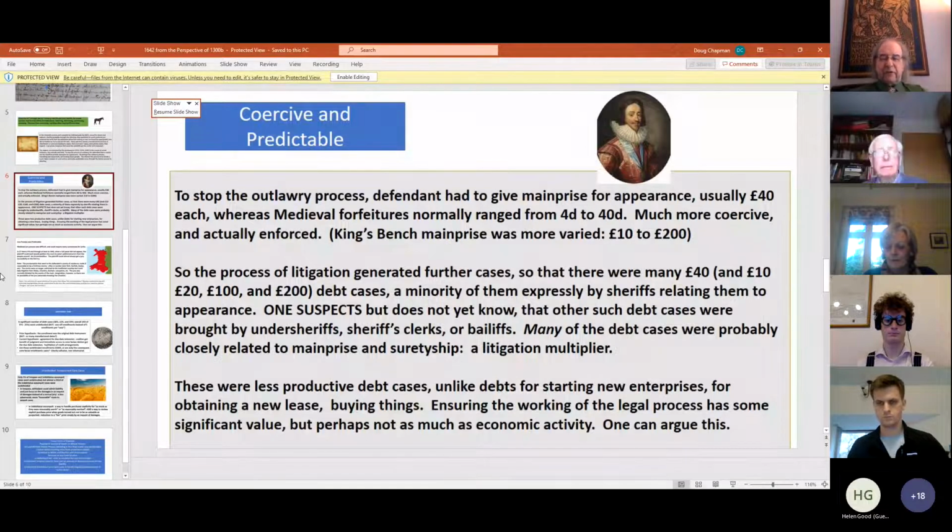How much is a good value for forfeiture? I don't know. So one can argue about that, but you have to recognize that part of the economic activity that you see in the debt cases is not productive, it's productive in a very different way than one would ordinarily expect for cases of debt.